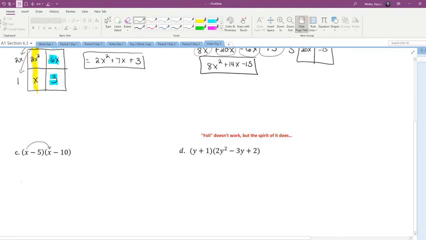X times X is X squared. The outside, X times negative 10, negative 10X. All right, FOI. So now I'm going to do the inside ones. So negative 5X, and then I'm going to do the last ones. And that would be negative 5 times negative 10, which is a positive 50. X squared minus 15x plus 50.